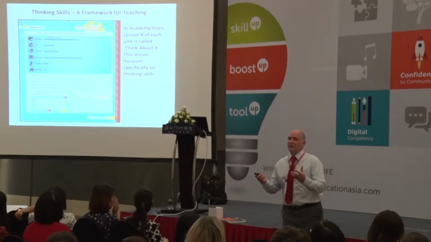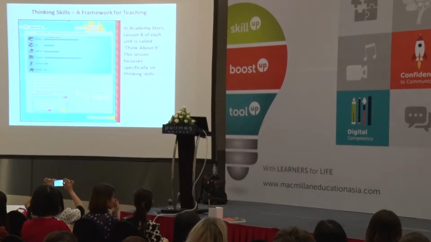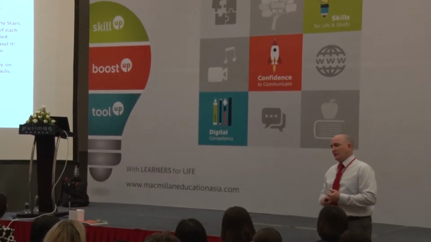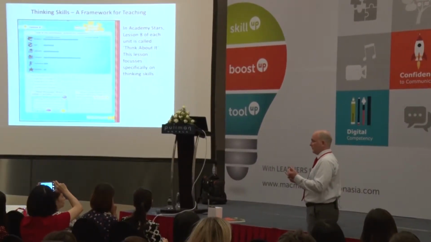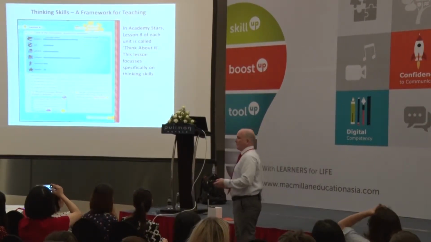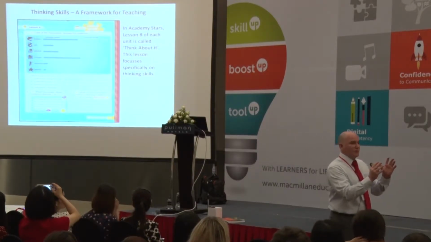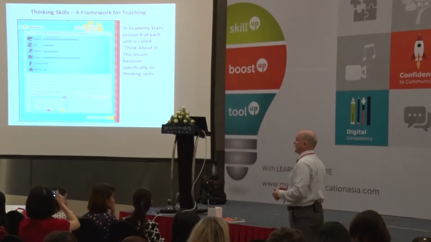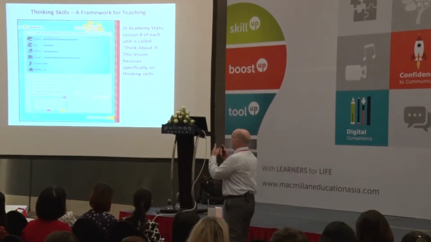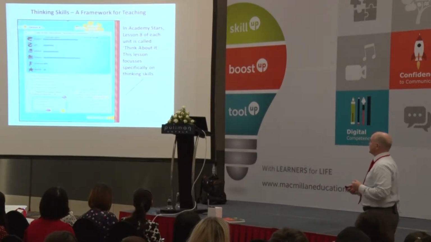So if we think of thinking skills, 21st century skills, the same kind of terminology, you will see it in lots of books. If you're using Beyond, that has a section on life skills. The same thing, thinking skills, 21st century skills. The same with Gateway Secondary, they have specific units or specific pages of the units that focus on 21st century skills. But today we're in primary, so we're looking at Academy Stars.